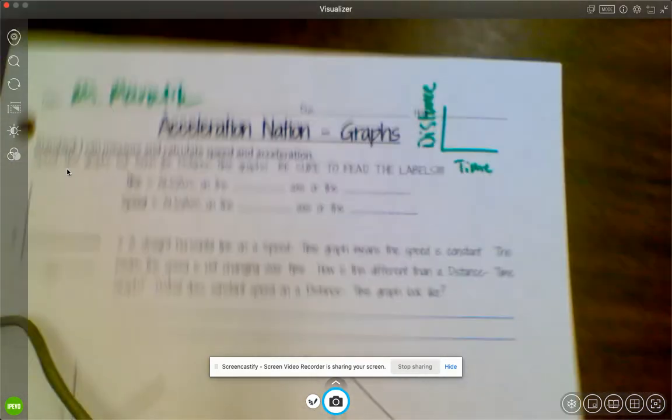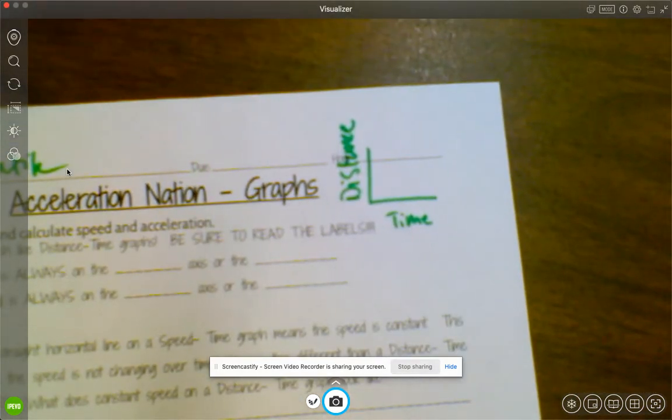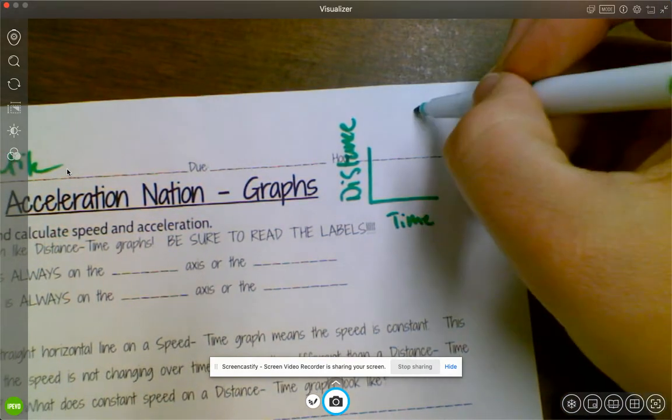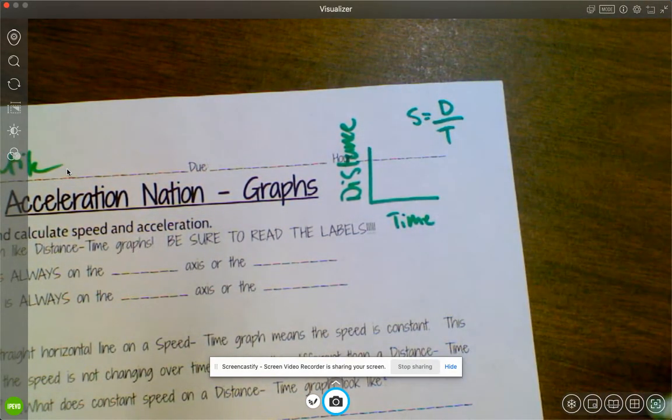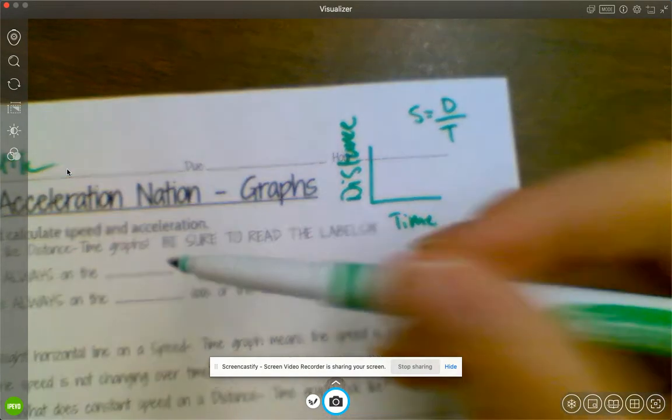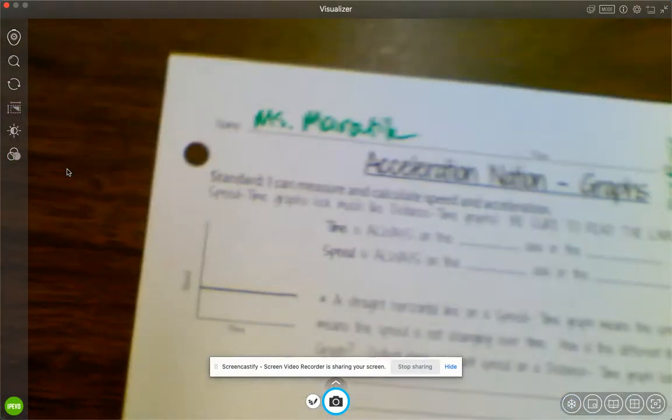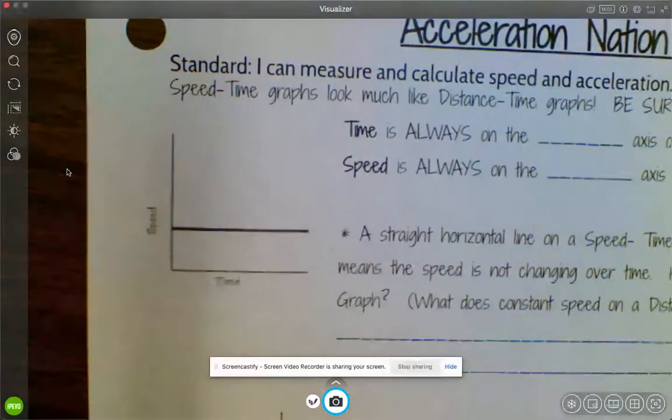Now, a way that I always help remember this for myself is I just look at what is the speed formula. Speed is equal to distance divided by time. So a graph of speed is going to have distance and time. Now, today we're looking at acceleration. Acceleration has speed and time.